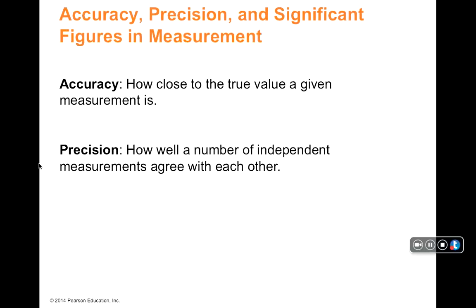So first, the difference here between accuracy and precision. So accuracy is how close to the true value a given measurement is. Precision is how well a number of independent measurements agree with each other. So if you made, say, 5 different measurements, how close they were to each other would be a measure of their precision. How close they were to the true value would be a measure of their accuracy.